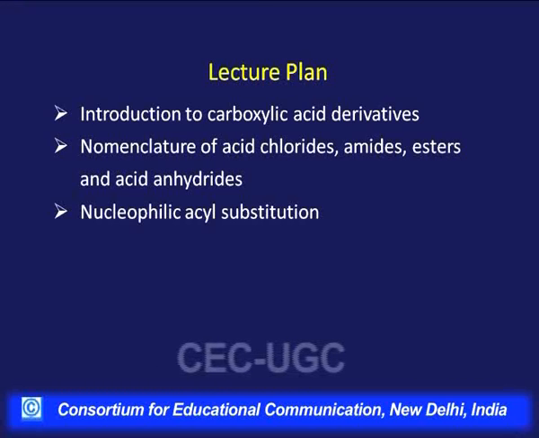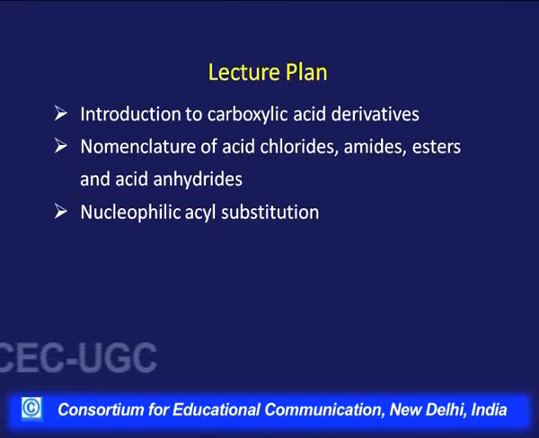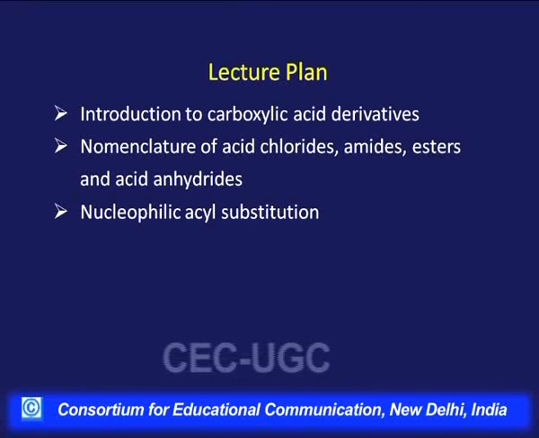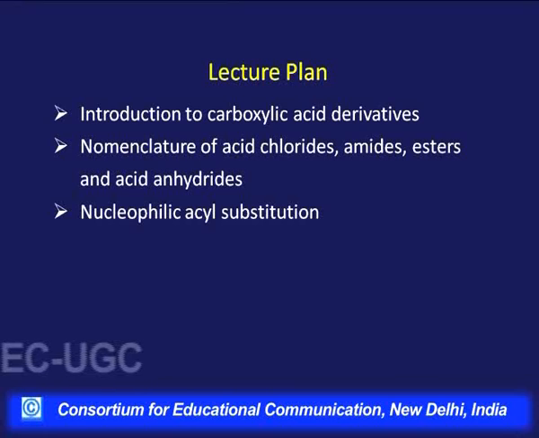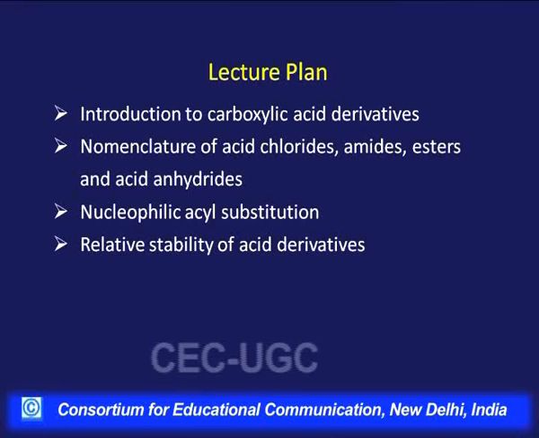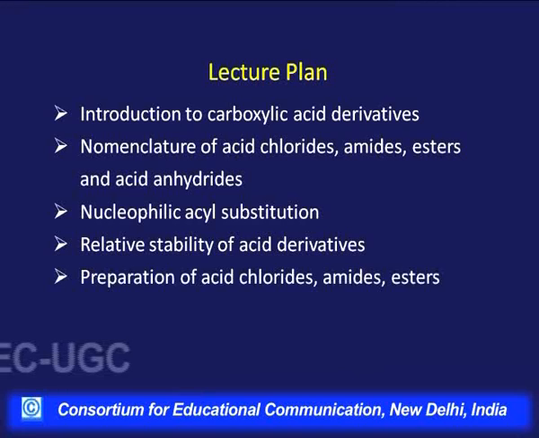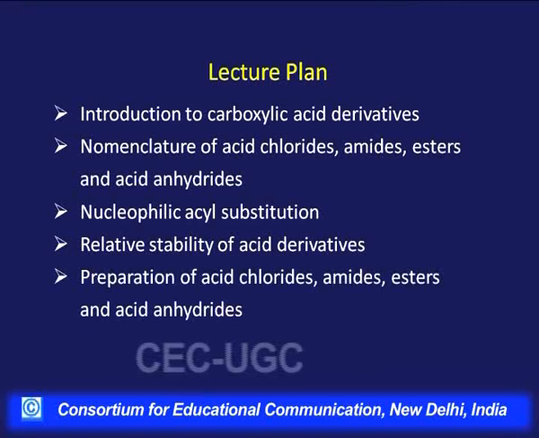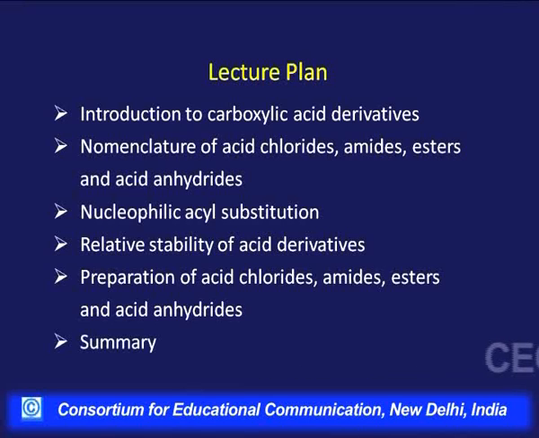Although this reaction is one of the properties of carboxylic acid derivatives, we will discuss it here because it is a reaction which is also used for the interconversion of these acid derivatives. So before discussing the properties, we will talk about this reaction briefly here. Then based on this reaction, we will talk about the stability of acid derivatives. We will talk about the preparation of these acid derivatives, that is acid chlorides, amides, esters and acid anhydrides. And then finally we will summarize our today's work.